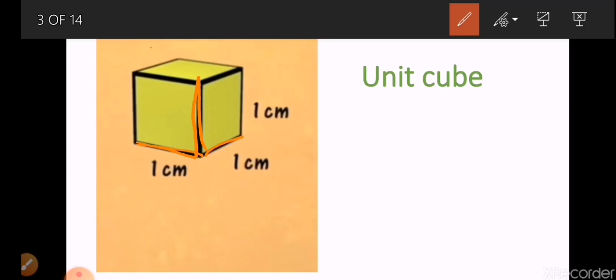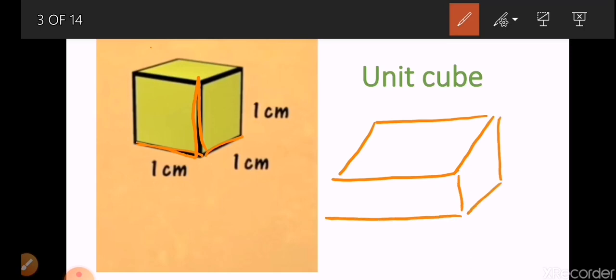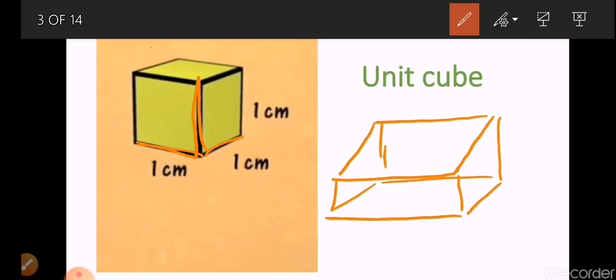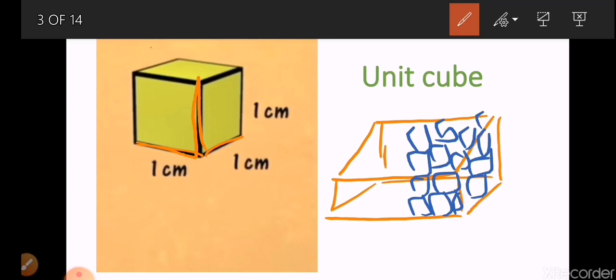How will we use this one? It is used to find the volume of any solid figure. So for example, this solid figure, my rectangular prism, and I want to know the volume of it by using the unit cube. So I will get a lot of unit cubes, then put them here in my rectangular prism until I fill all of the rectangular prism. Look, I will finish all of this, putting the unit cubes in it.